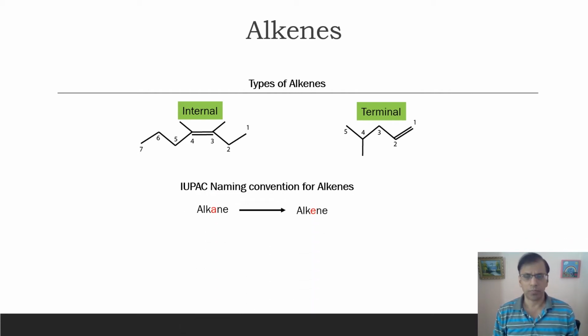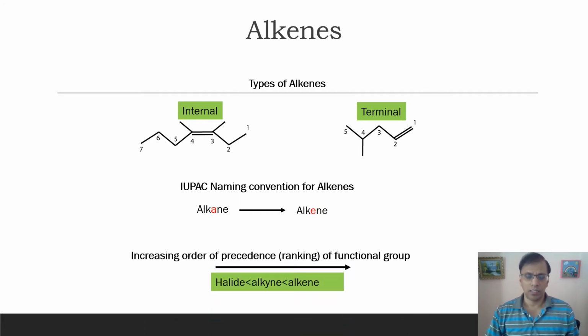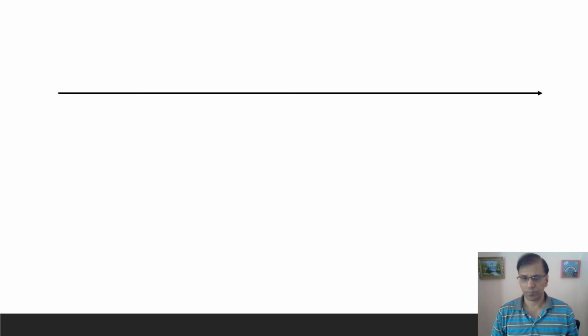In order to name alkenes, you just replace the A in alkane with E. A couple of things you need to remember is the ranking of functional groups. This is important in order to find out what the parent name should be. If you have alkene, alkyne and halide functional groups in a molecule, then alkene will have preference over alkyne or halide.